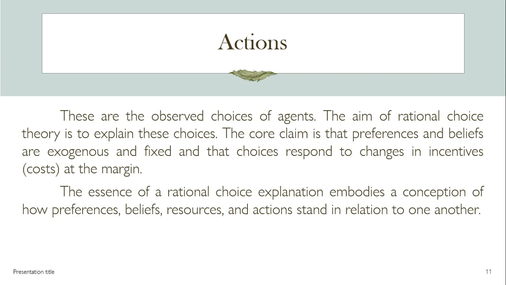The essence of a rational choice explanation embodies a conception of how preferences, beliefs, resources, and actions stand in relation to one another. This relation can be broken down into two parts. First, there is a consistency criterion that applies to the structure of preferences and beliefs. And second, there is a series of correspondence requirements. An action is rational when it stands in a relationship to preferences, beliefs, and resources.